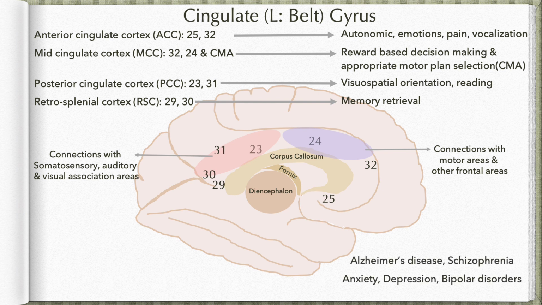Cingulate gyrus is actually gaining a lot of importance in recent years. This is also an area involved in motivation, and this area is implicated in Alzheimer's disease, schizophrenia, anxiety, depression and bipolar disorders. So a lot of studies are happening on this area currently.